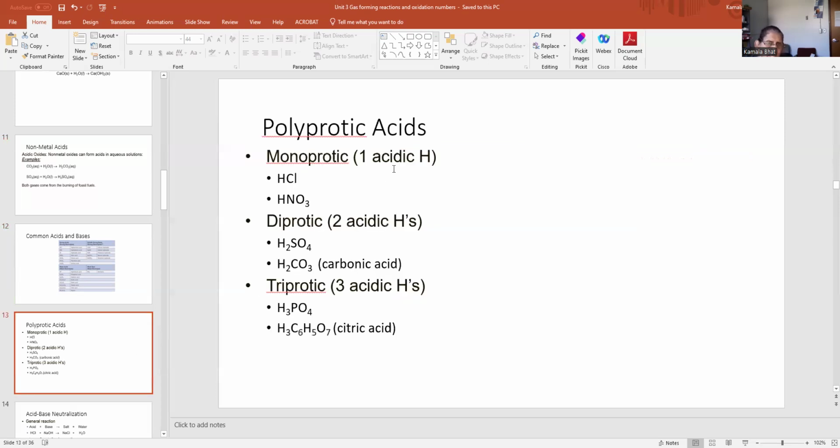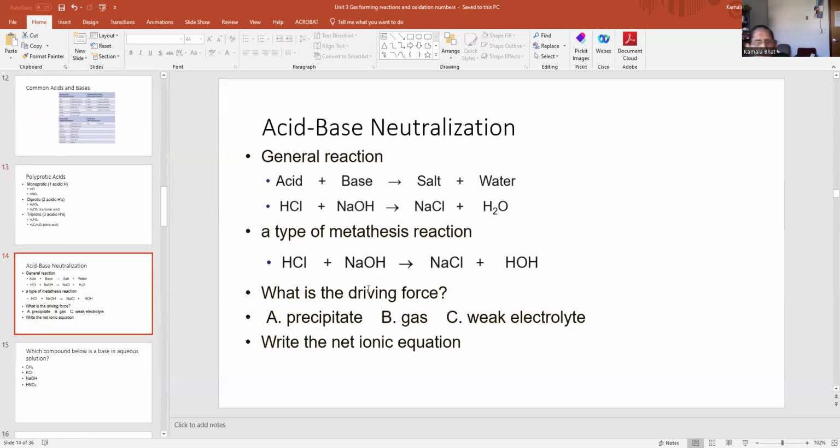Now, polyprotic acids. Polyprotic acids means acids which have more than one hydrogen. So monoprotic is HCl, HNO3. Diprotic, 2 hydrogens, is H2SO4, H2CO3. Triprotic is phosphoric acid and citric acid. The formula is given. Whenever an acid and base react together, you get salt and water.